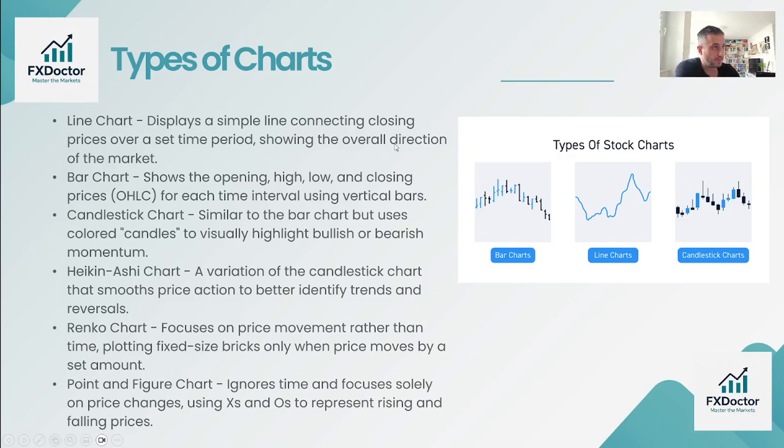Okay, three basic types of stock charts are line chart, bar chart, and candlestick charts. We will talk about each of them. A line chart displays a simple line connecting closing prices over a set time period, showing the overall direction of the market. A bar chart shows the opening, high, low, and closing prices for each time interval using vertical bars. A candlestick chart is similar to the bar chart but uses colored candles to visually highlight bullish or bearish momentum.